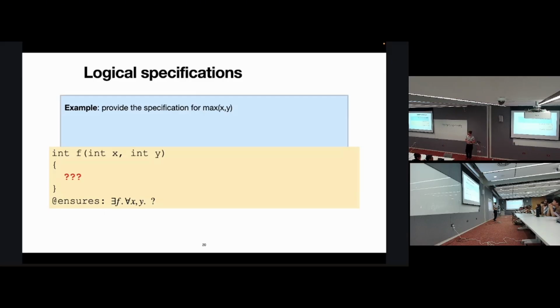Okay. F of x, y is greater than or equal to x, and it's greater than or equal to y. I've got an amazing program that satisfies that. It returns infinity. And it's equal to one of them. Thanks. Cool. Spec for Max.